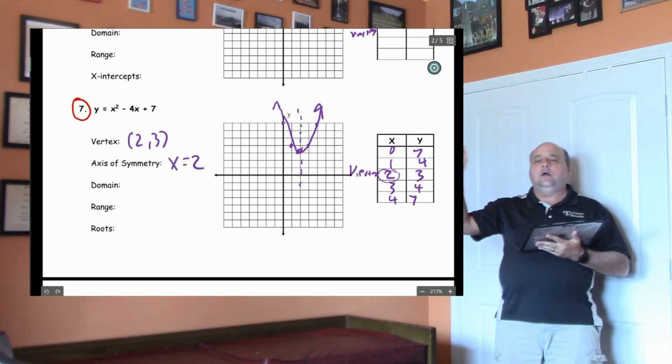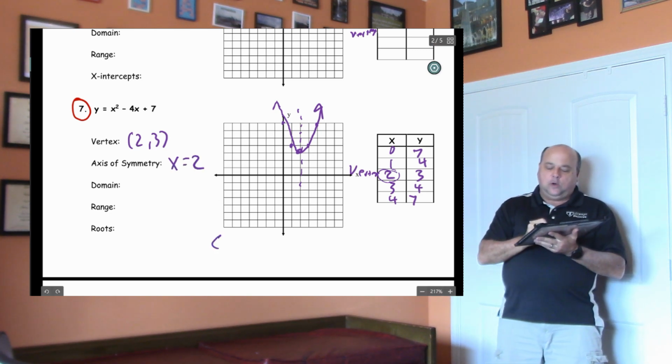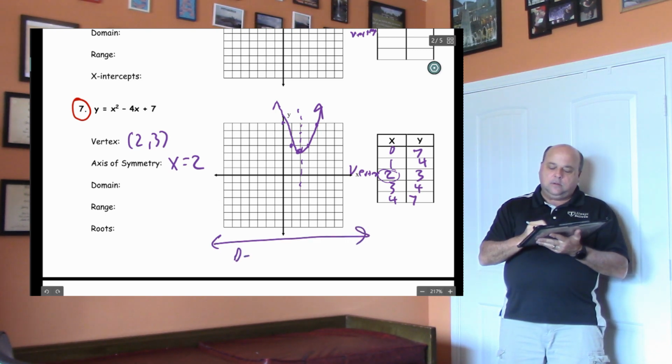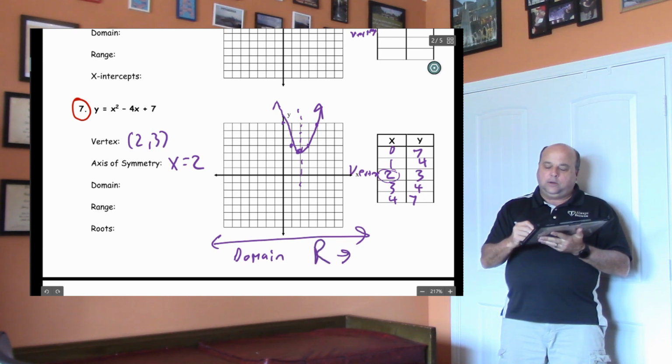The domain, y'all listen, this is important. The domain is going to go from here to here. The way you write that down, capital R stands for real numbers.